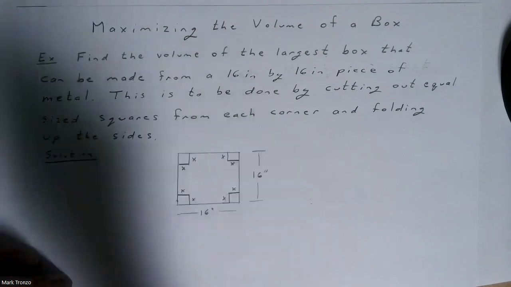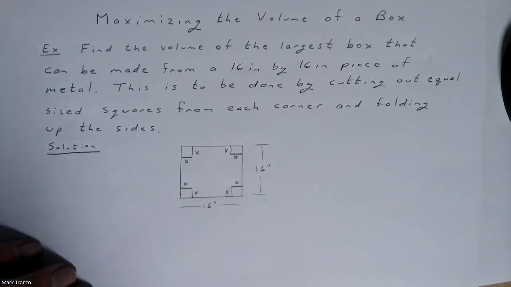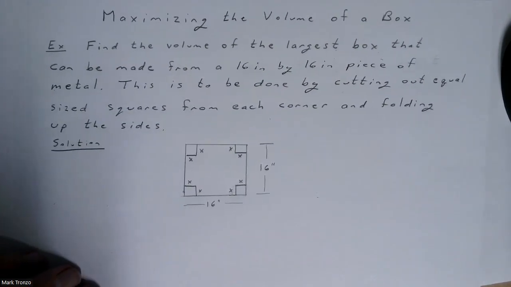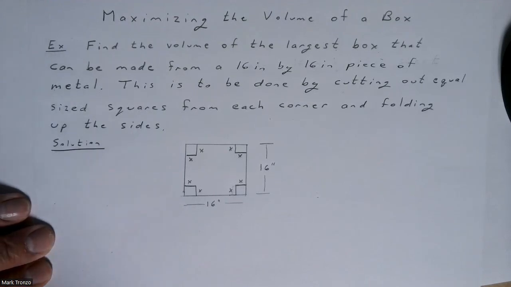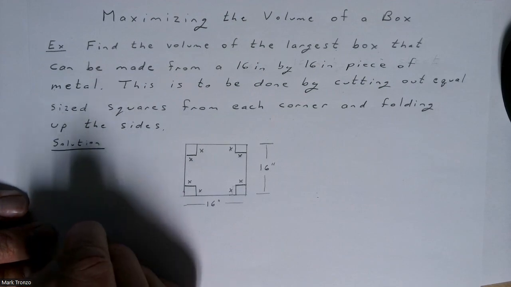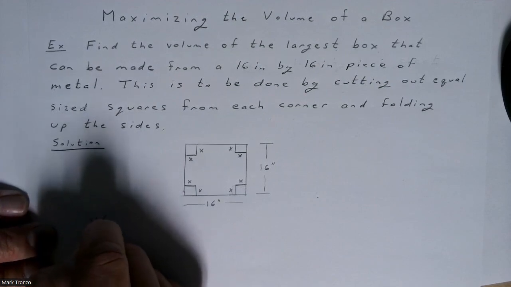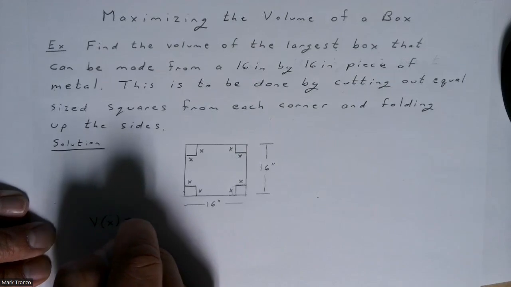And again, we want to maximize the volume. So let's actually write the equation for the volume. Again, remember, whenever you're working with these maximum minimum problems, you have to write the equation, or somehow get to the equation, of the function that you want to maximize or minimize. So again, let's call the volume of the box V of x.